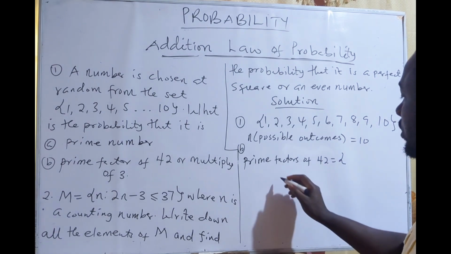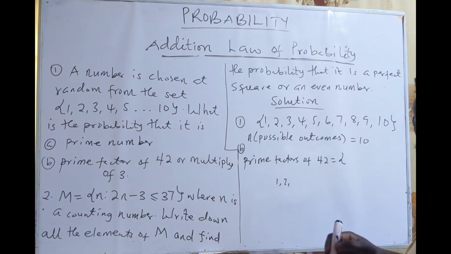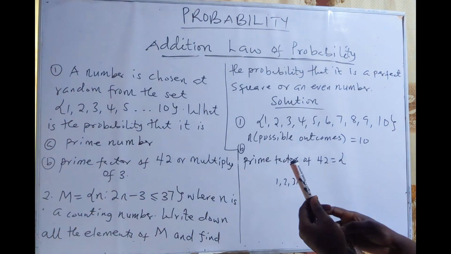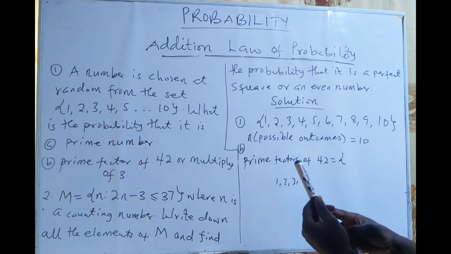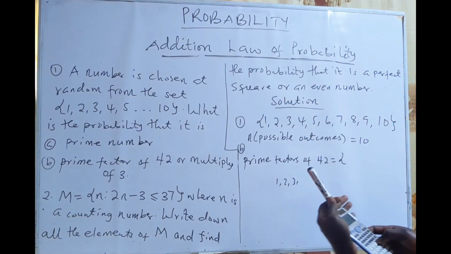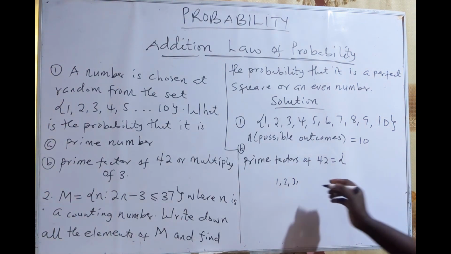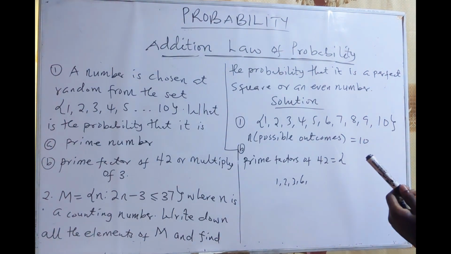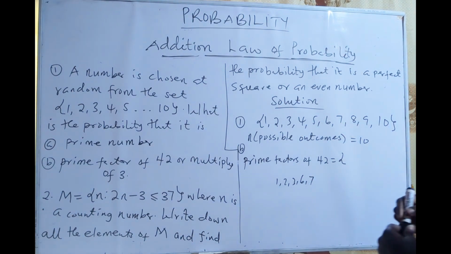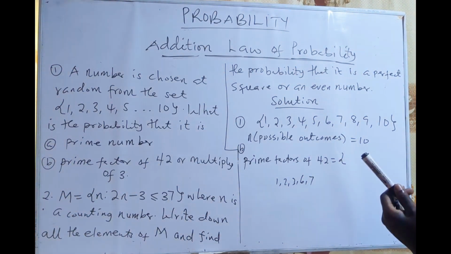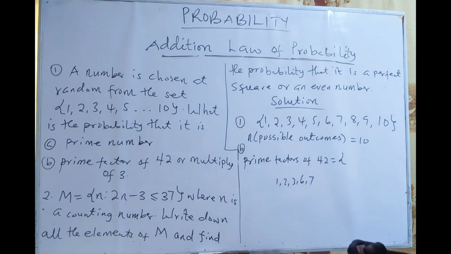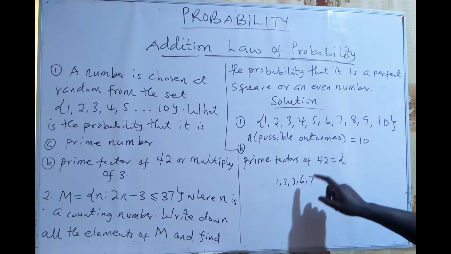So if I'm talking about factors, 1 is a factor of 42, 2 is a factor of 42, 3 is also a factor of 42. What of 4? 4 is not a factor, 5 is also not a factor, 6 is a factor of 42, yes. What of 7? 7 is also a factor. What of 8? 8 is not. 9 is also not, and 10 is also not. So when we look at this, we have 1, 2, 3, 6, and 7.